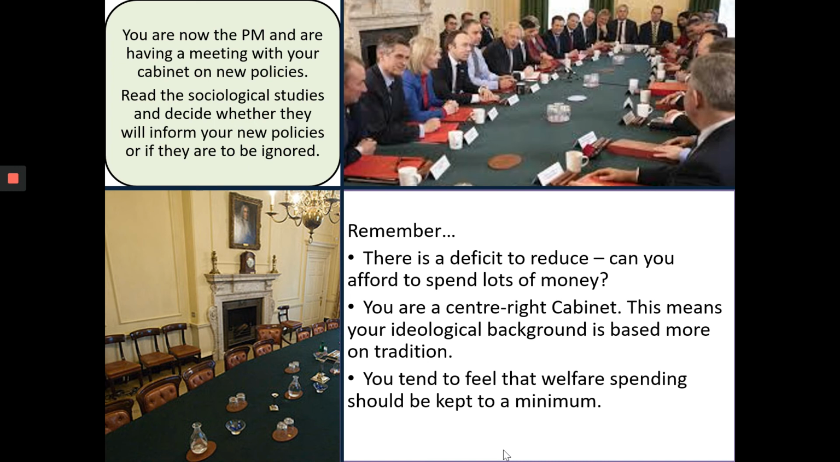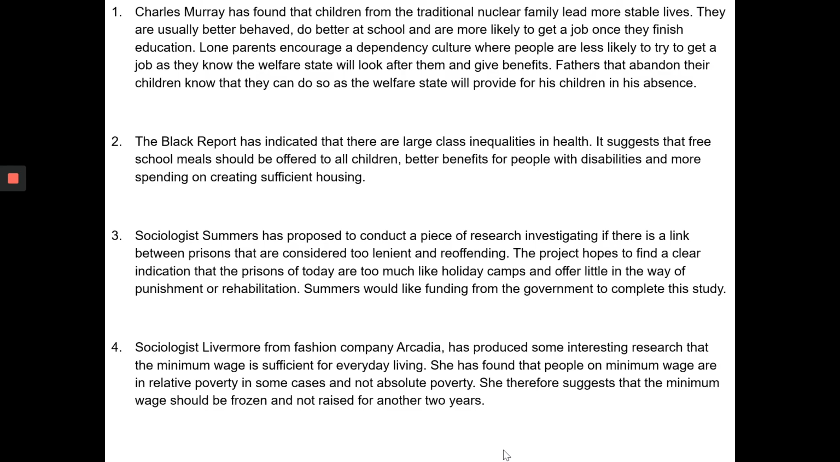You're a centre-right cabinet on the political spectrum. So your ideological background might be based more on tradition, and you tend to feel that welfare spending should be kept to a minimum, because your core voters don't like paying lots of tax. Have a read of those four real and fake studies and tell me whether you think your centre-right government would take them seriously and implement some of those policy suggestions.